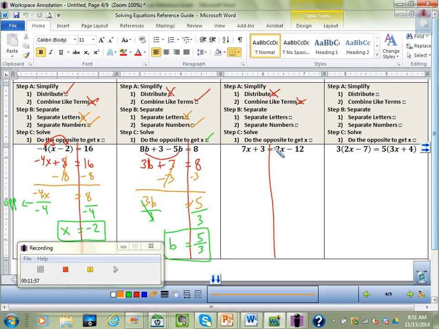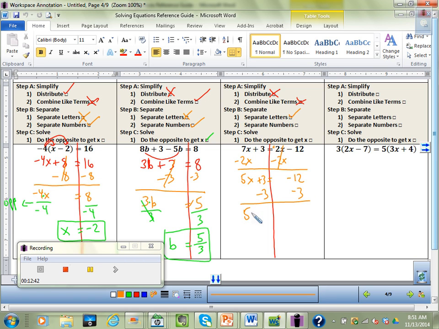What's the opposite of adding, because that's positive, so subtract 2x. 7x minus 2x, 5x plus 3. 2x minus 2x is 0, and bring down the negative 12. Okay, don't forget to bring down the sign. So I've separated letters to the left side, so I want to separate numbers to the right. I'm going to move 3. What's the opposite of adding 3? Subtract 3. So subtract 3.